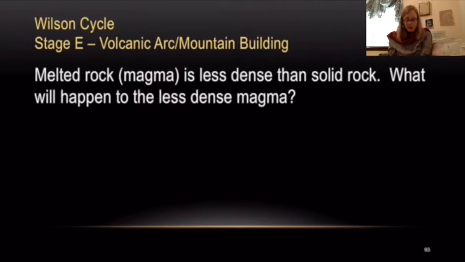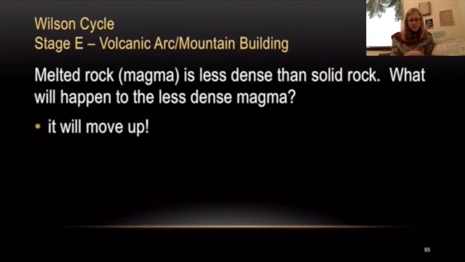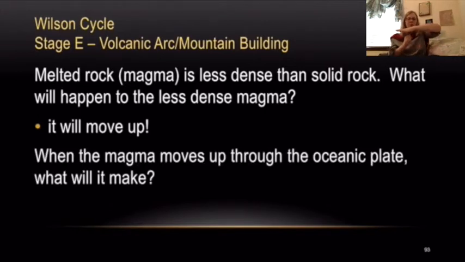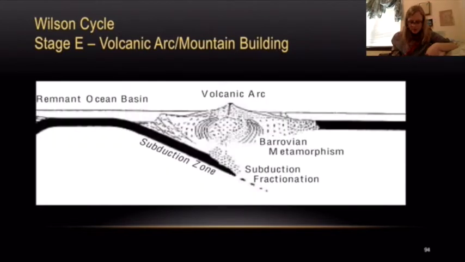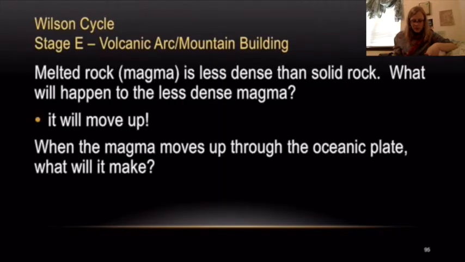So the melted rock, the magma, is always going to be less dense than solid rock. So what happens to less dense things compared to high density things? Less dense things are going to go up, right? So it moves up. When the magma moves up and it hits the ocean crust, it's still lower density than that ocean crust. And so what will it do? It will make its way through the ocean crust and create, so the magma goes through the ocean crust and creates what? A volcano.